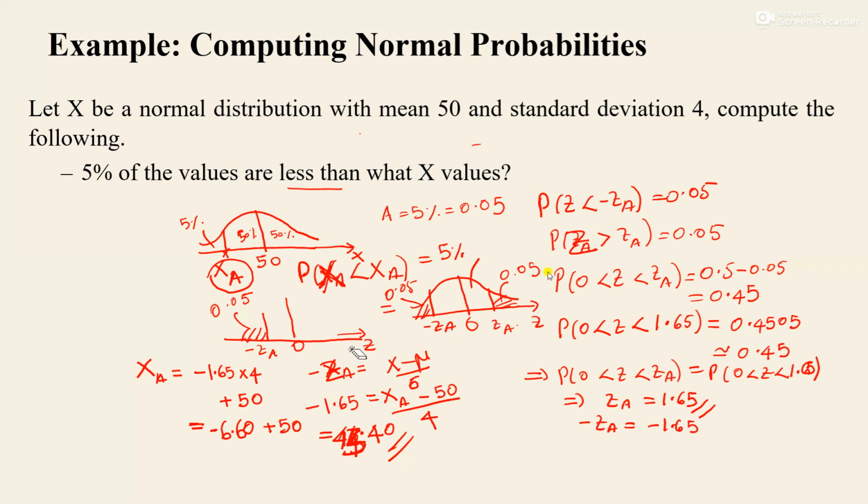So minus 1.65 is equal to XA minus 50 over 4, so our value less than 50, we got 43.40. Right? For the X values, don't mark the negative signs, because we don't know whether it's positive or negative. Just write XA. But when we are keeping this in the standard normal, always the left side values we can put with the negative signs.